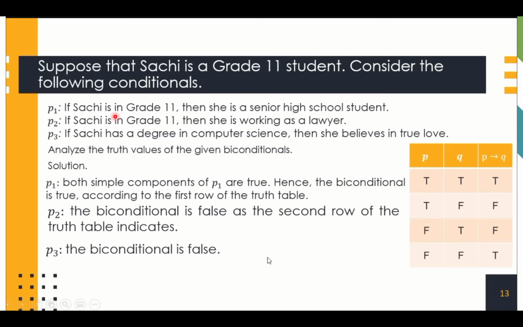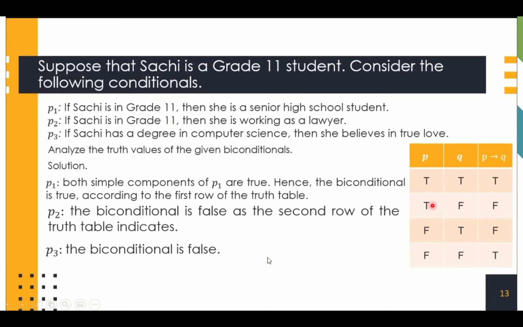If Sachi is in grade 11, then she is a senior high school student. What is the solution? Both simple components of proposition 1 are true. Hence, the biconditional is true according to the first row of the truth table. And then, if Sachi is in grade 11, then she is a working lawyer. The solution here is, the biconditional is false as the second row of the truth table indicates.